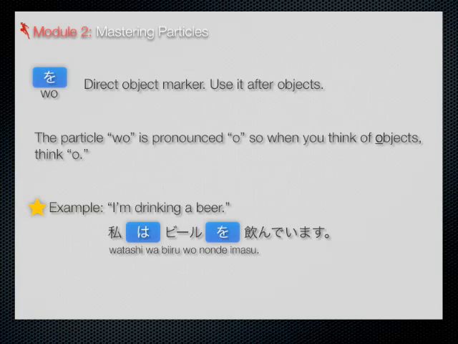Now, just tying it back with our previous discussion about wa and ga, the reason why we want to use wa in this sentence is because the sentence is I'm drinking a beer. Now, if the sentence had been it is I who is drinking a beer, then it would be watashi ga, right? So that's the difference, just to hammer that point in one more time.